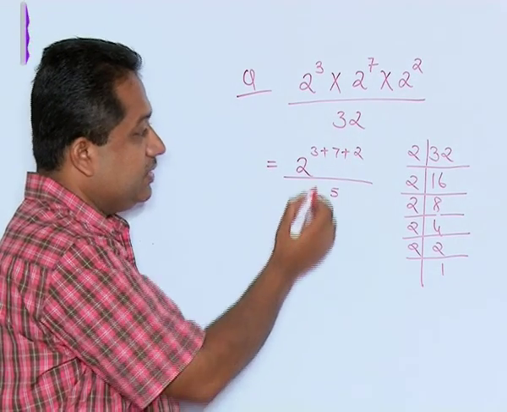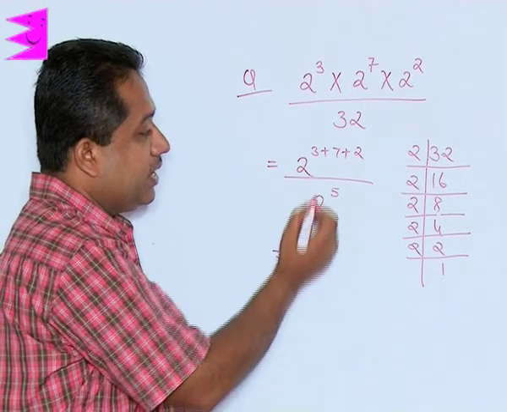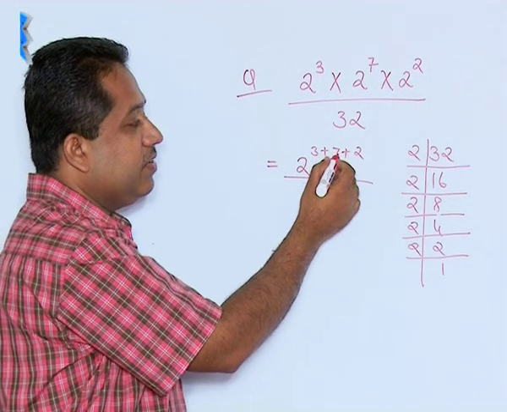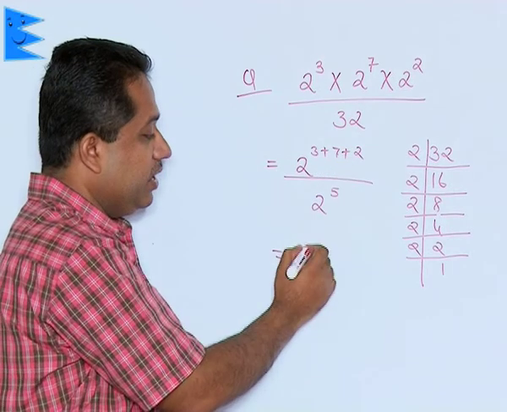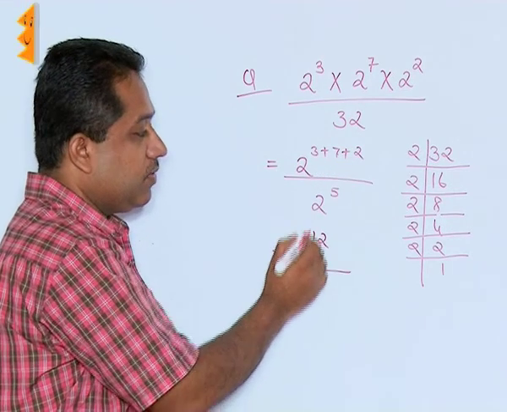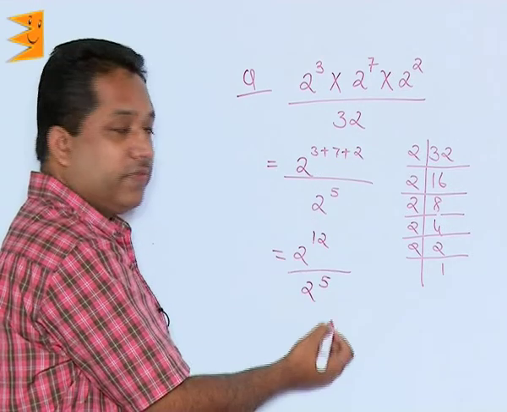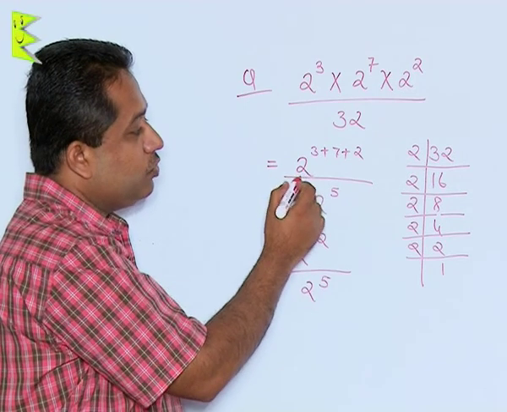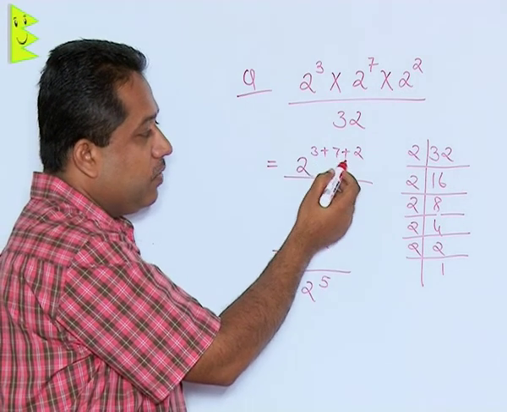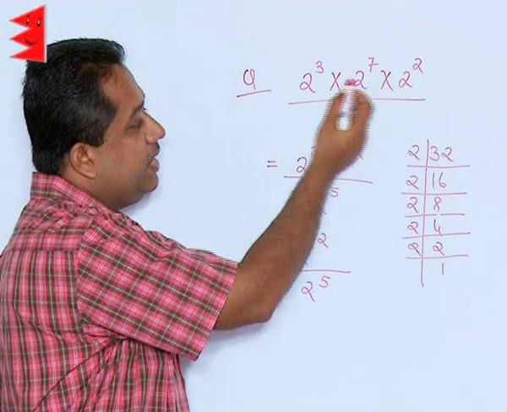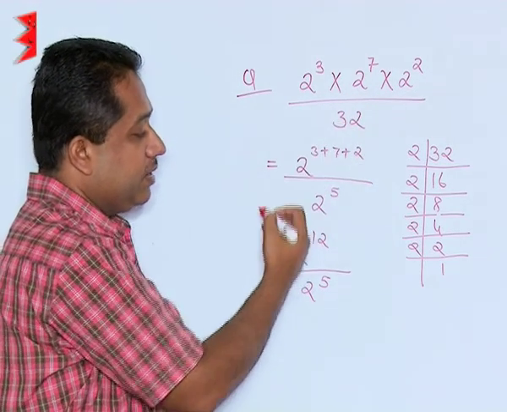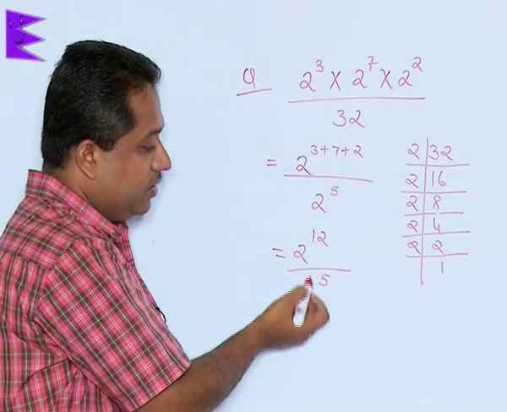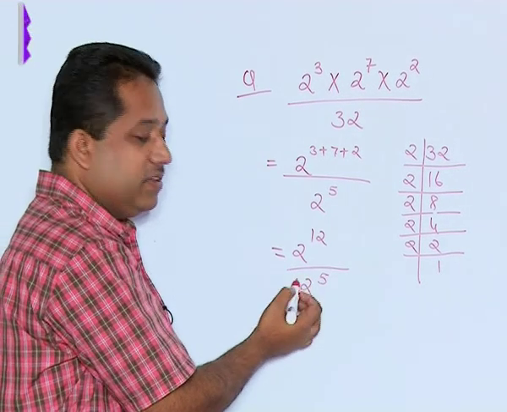So this implies 2 to the power numerator, when I am adding this, 3 and 7 will give me 10, 10 plus 2 will give me 12. So we have 2 to the power 12 upon 2 to the power 5. So we have made use of the laws of exponents. Number 1, we have added the powers when it was multiplication. Now here in this case we find that the base is same, but now it is division.